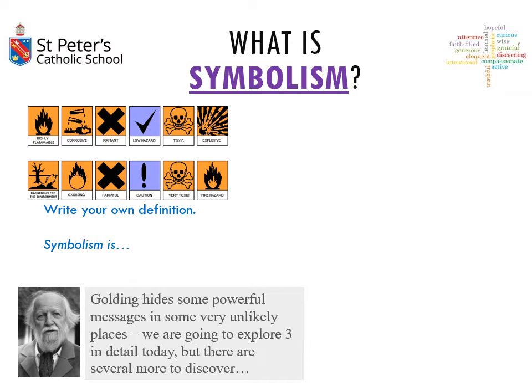Now, the purpose of including that is just to show you how symbols are around us all the time, in all aspects of our lives, so much so that we don't even notice them. But Golding did something in particular with symbols in his novel. Okay, so he hides some pretty powerful messages in some pretty unlikely places all the way through his novel. It's particularly heavy in terms of symbolism. So we are going to explore 3 in detail, but there are several more to discover.